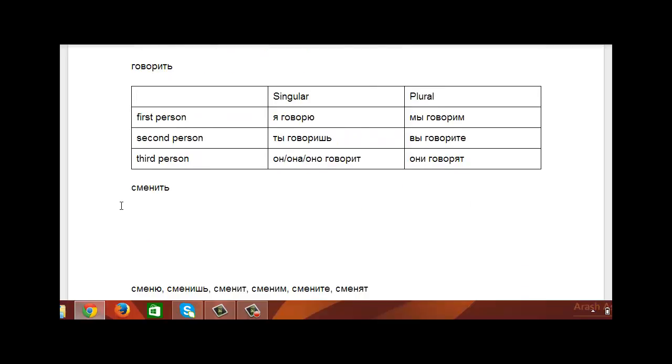Я сменю. Ты сменишь. Он сменит. Мы сменим. Вы смените. Они сменят. Did you get it right? So now if I tell you that a verb will conjugate just like говорить, you will know how it conjugates.